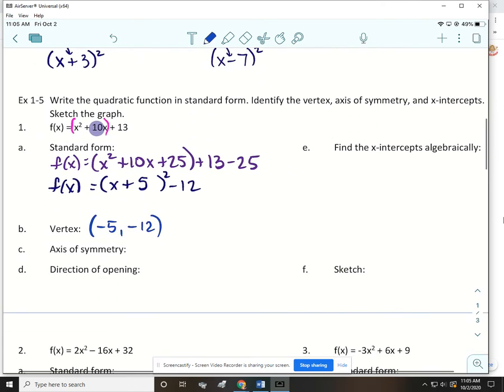The axis of symmetry is always x equals the x part of the vertex. The direction of opening has to do with what's in front of the parentheses, so that's a positive one there, so this one would open upward.